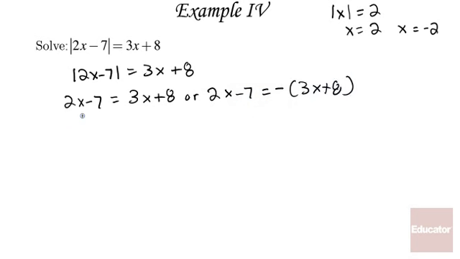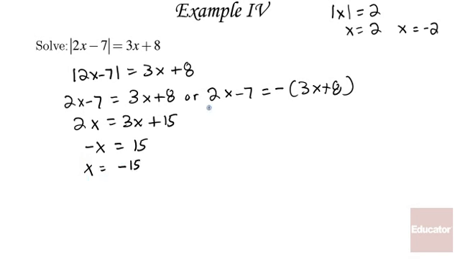Okay. Solving each of these. I'm going to add 7 to both sides. So that's going to give me 2x equals 3x plus 15. Then I'm going to subtract 3x from both sides, which is going to give me negative x equals 15. I'm going to multiply both sides by negative 1 to get x equals negative 15. So that is my first solution.